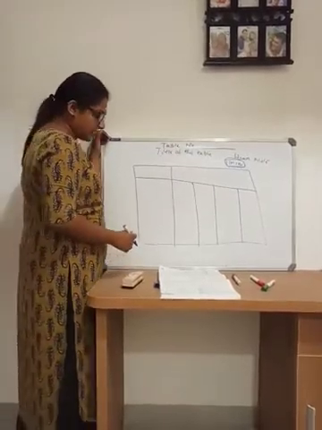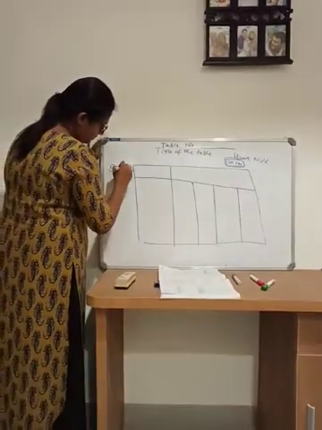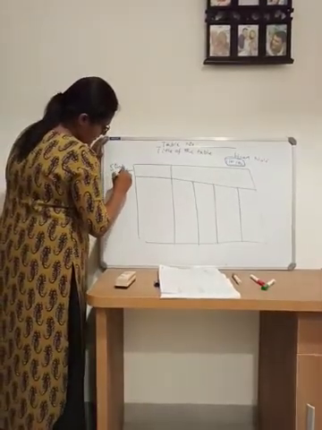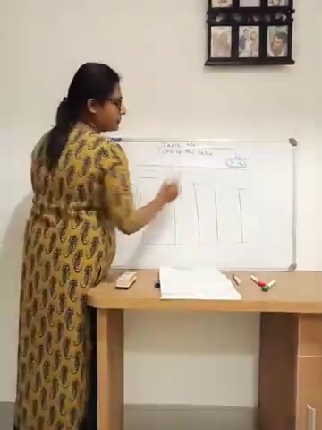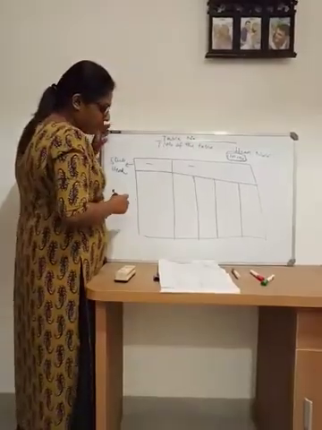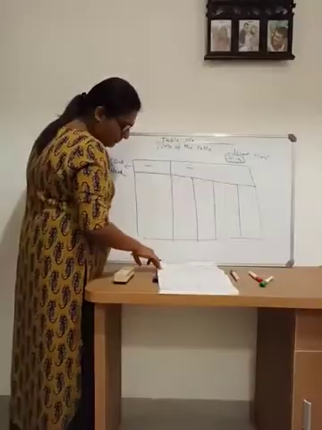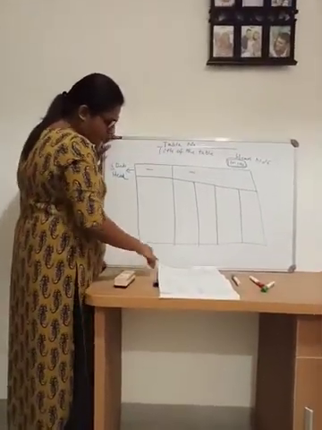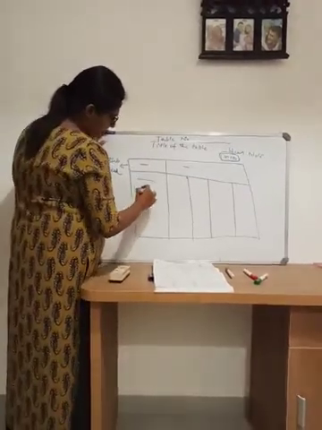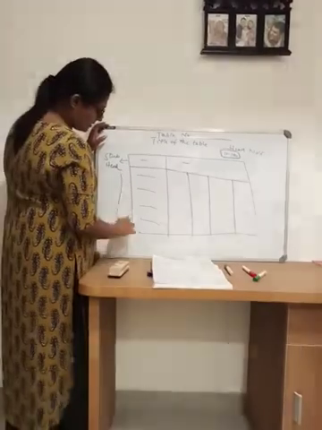Then comes the stub head. Stub head means this one. This one, stub head, the actual column heading. Then comes the stub entries. Stub entries means, yes, stub entries here. What are the things? Years, classes, anything. Stub entries.